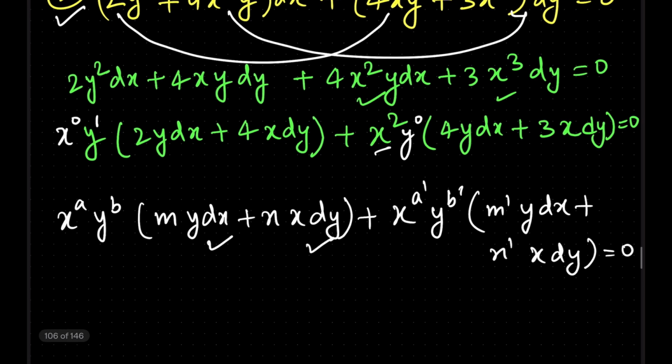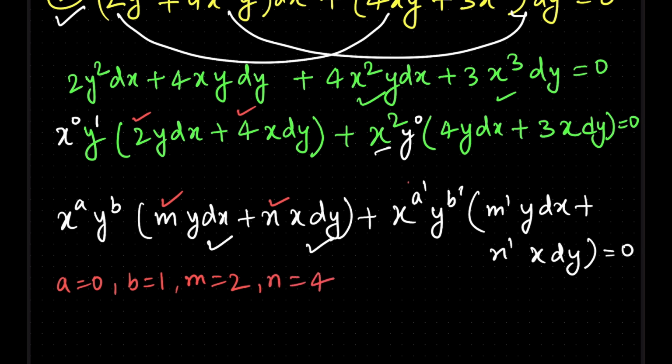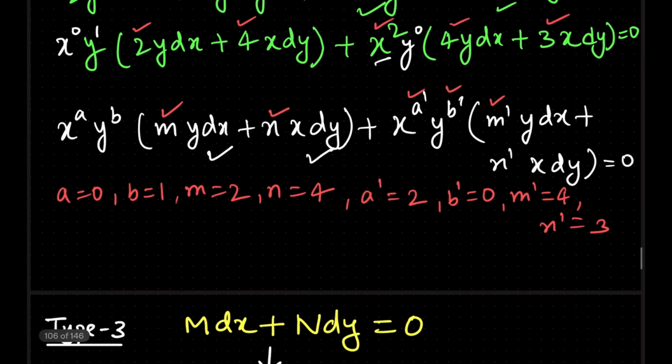So now let's compare and find the values of a, b, m, n, then a dash, b dash, m dash and n dash. So a value is 0, b value is 1, then m value is 2, n value is 4. Now a dash value is again 2, b dash value is 0, then m dash value is 4, n dash value is 3.